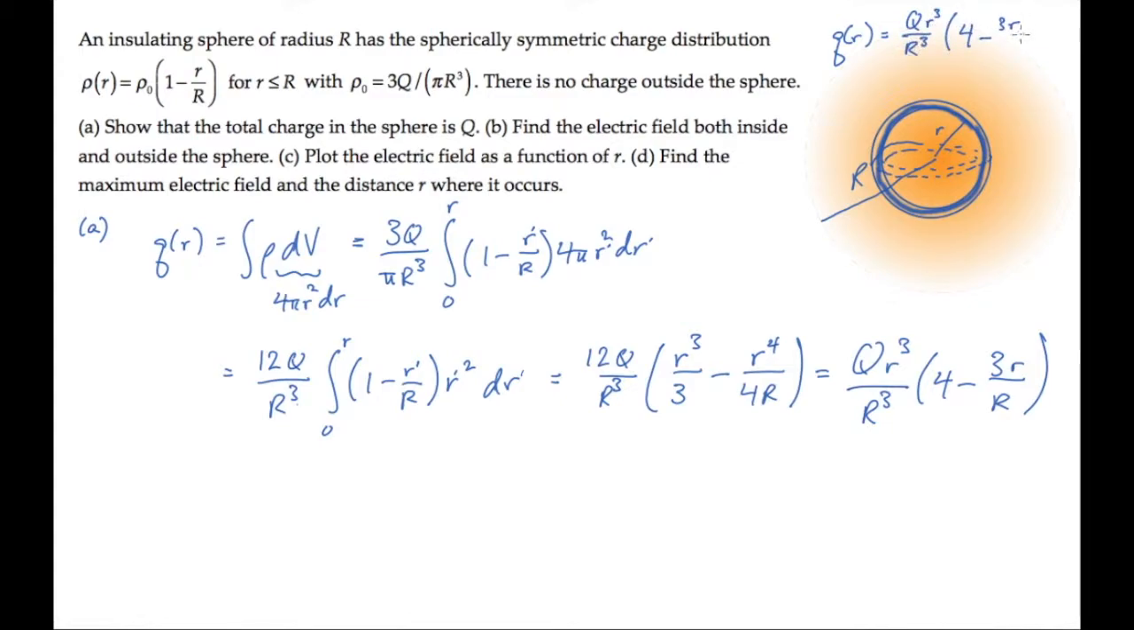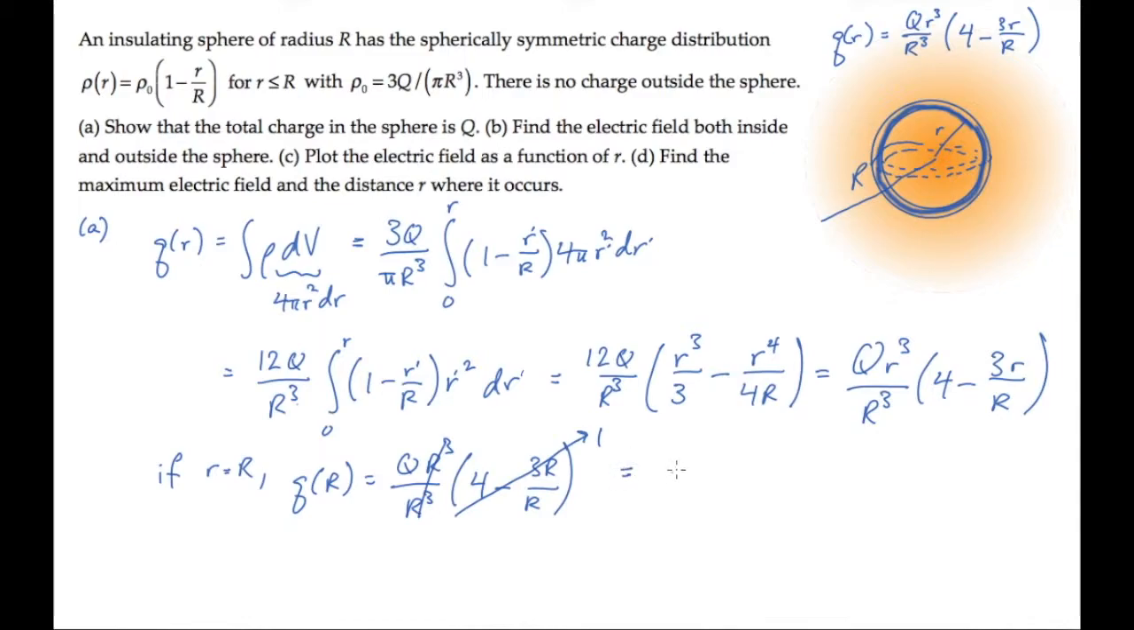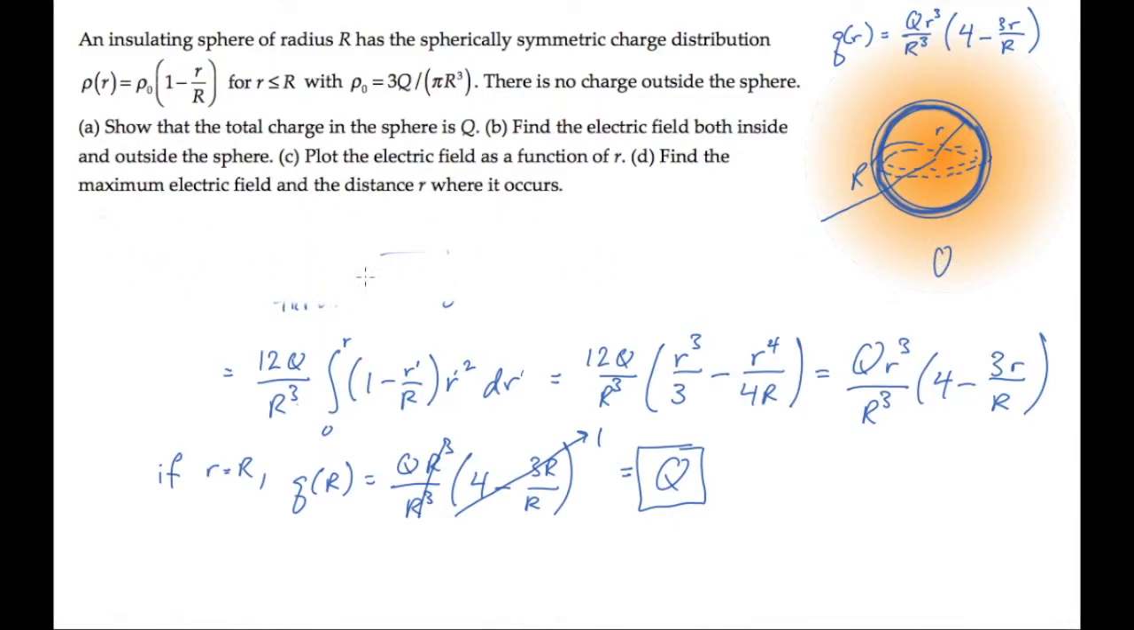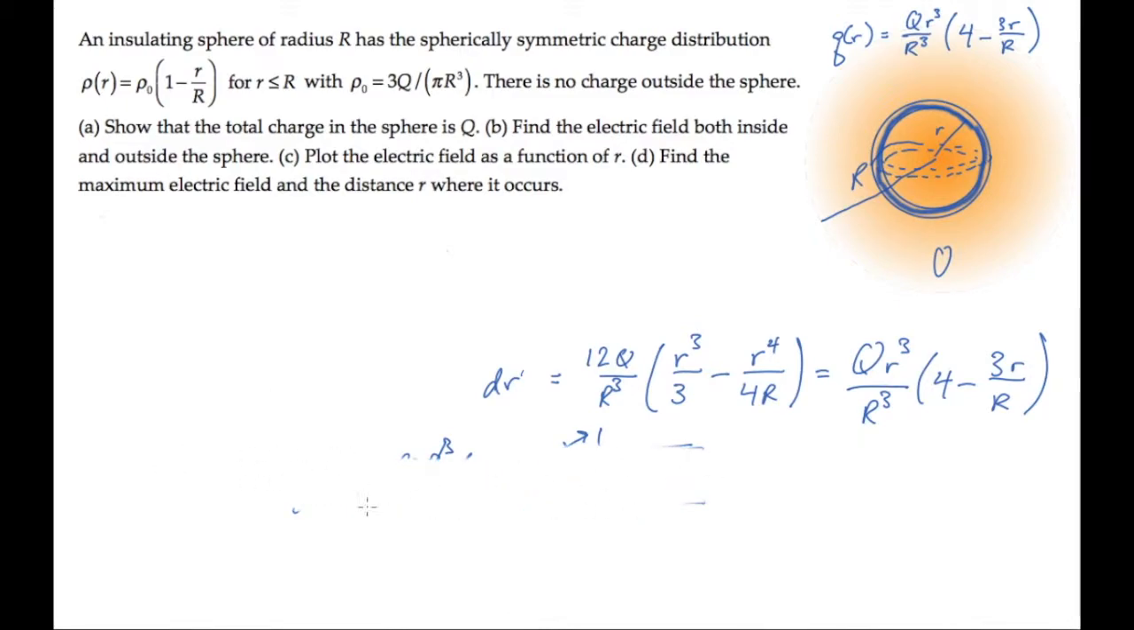Now to solve part A, showing that the entire sphere contains charge capital Q, we just need to substitute little r equals capital R into this expression. That's shown here, where we can notice that this term in parentheses now equals 1, and the r cubes cancel, giving us the result that we were asked to show. Part B asks us to find the electric field inside and outside the sphere. Let me erase all of this so that we have room to do that.